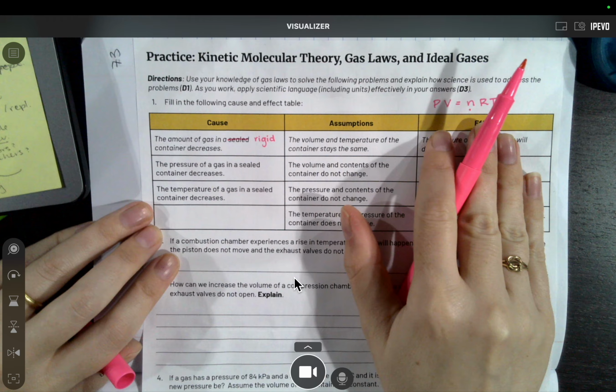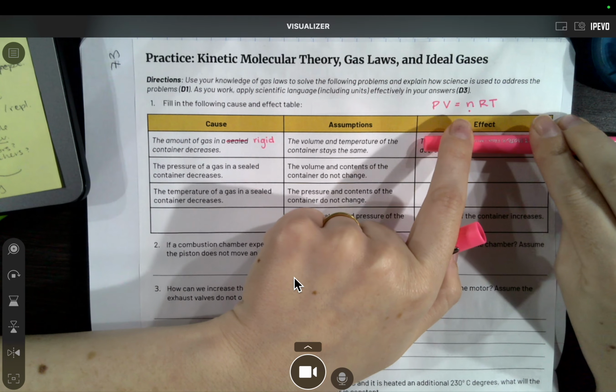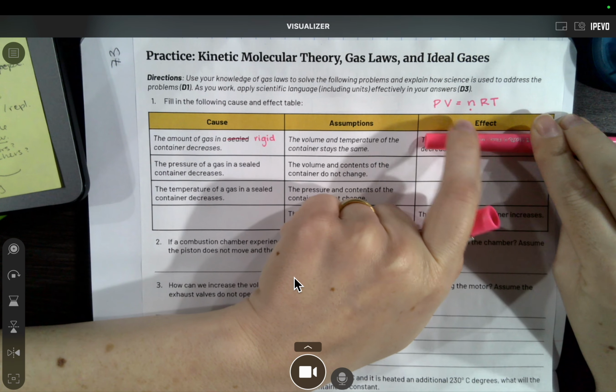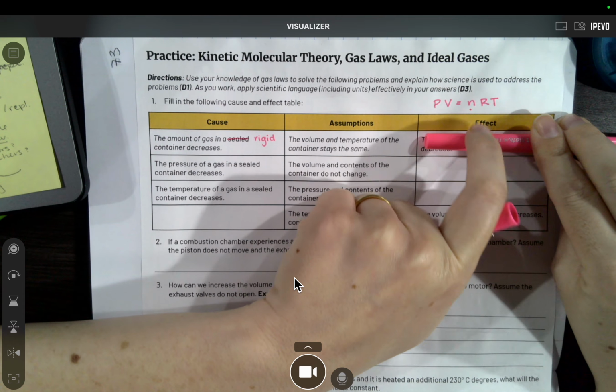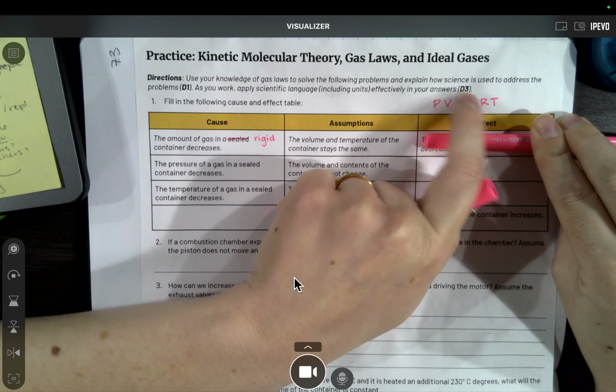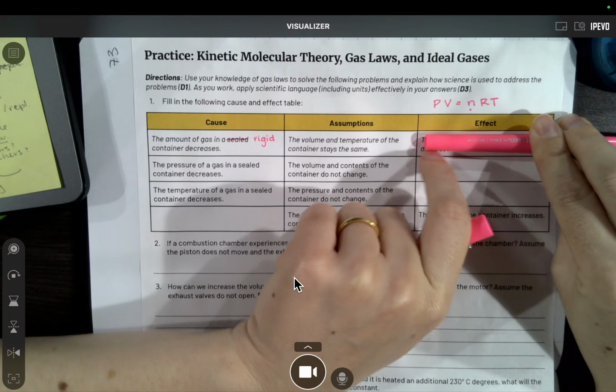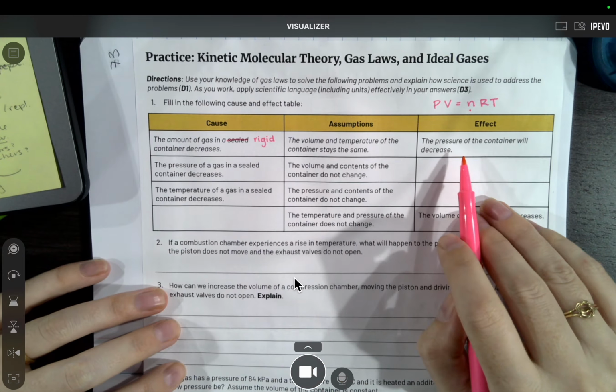So don't look at the effect yet. Let's think about this. If the amount of gas in the container decreases, so this side of the equation decreases. We know volume's not changing, so what's going to happen to pressure to keep this equal on both sides? Well, if this side decreased, then pressure must also decrease. So that would be our effect. The pressure in the container will decrease.